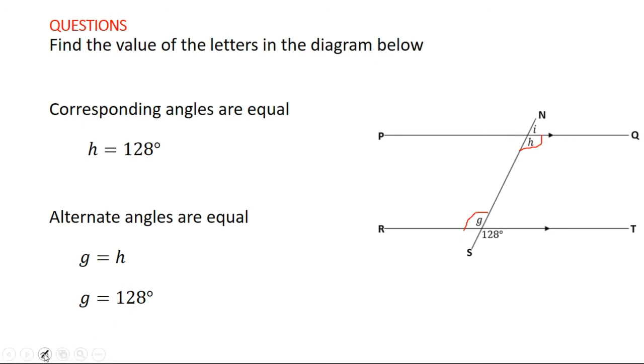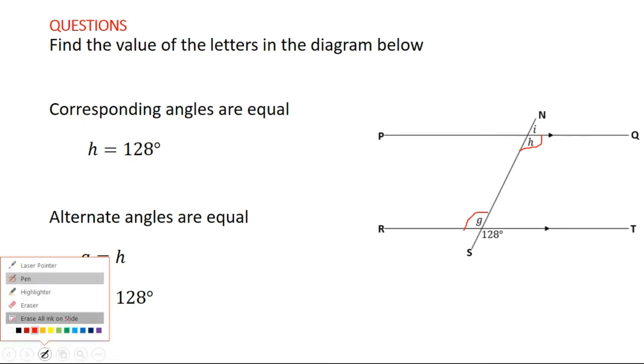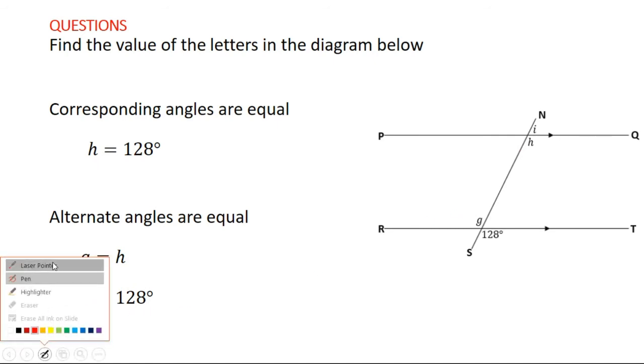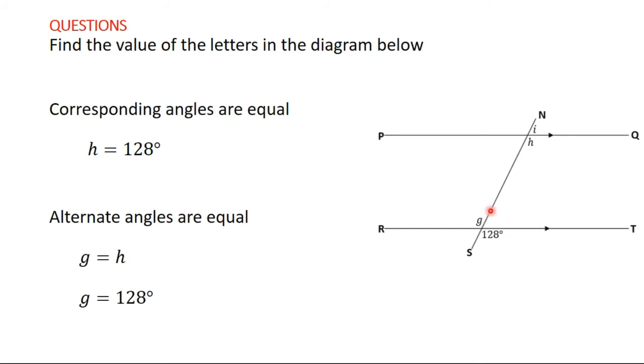Now let's look at another simple way of doing this. We know from the previous slide that vertically opposite angles are equal. Now look at something. G is vertically opposite to 128 degrees. So we can also use that and say that G is equal to 128 degrees. So consider the diagram very carefully. Then recall all the properties that you have and pick the one that will help you to solve the question. So here we found H, we found G. We are left with I. How do we find I?